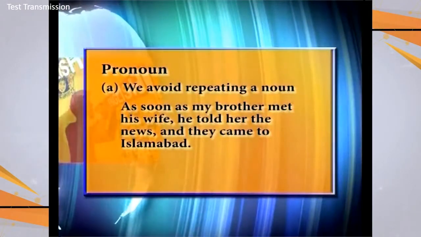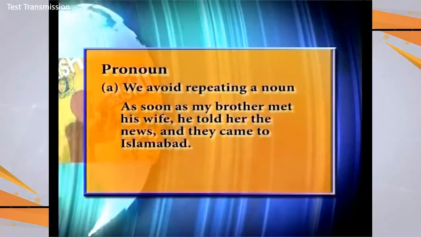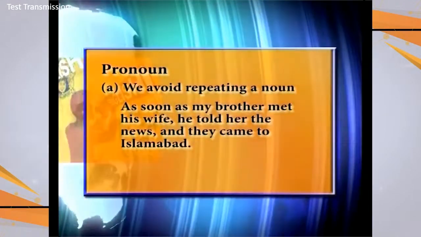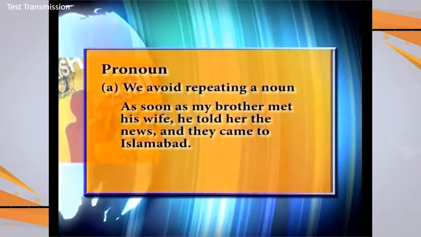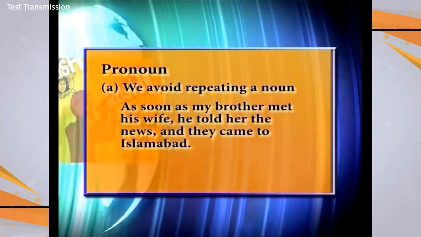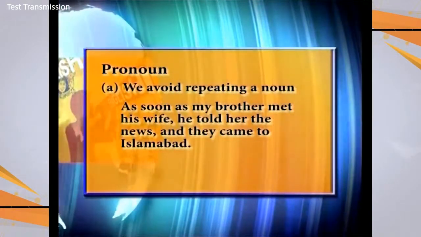Why? Number one, to avoid repeating a noun. For example, as soon as my brother met his wife, he told her the news and they came to Islamabad. Just look at this sentence very carefully, you will understand the whole idea. As soon as my brother, so brother is a noun here, met his wife.